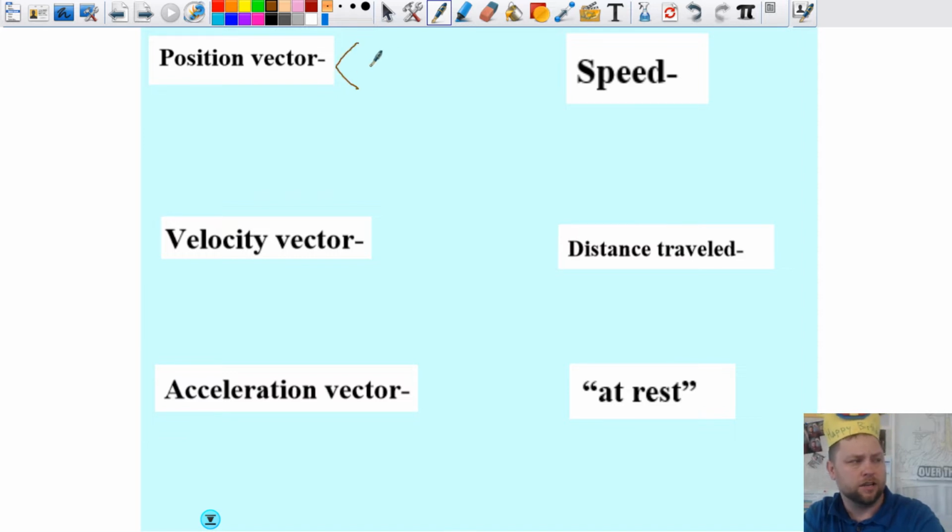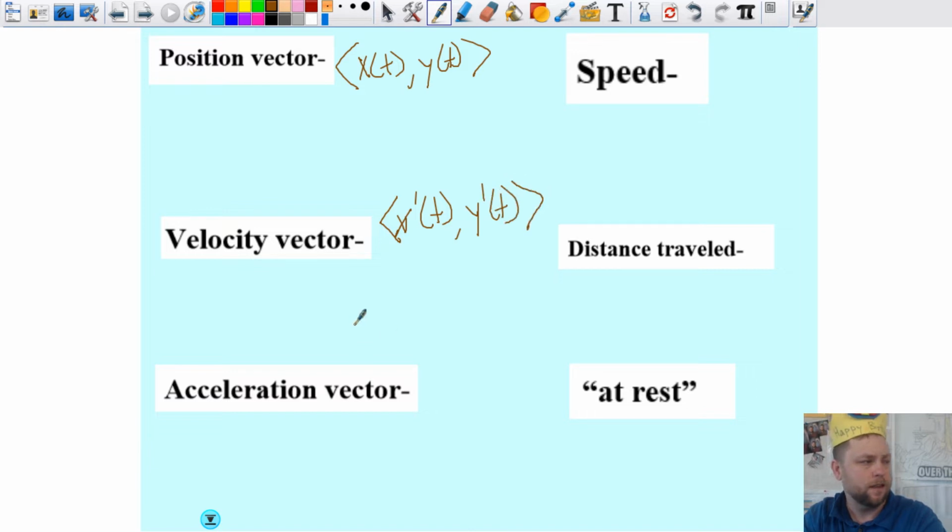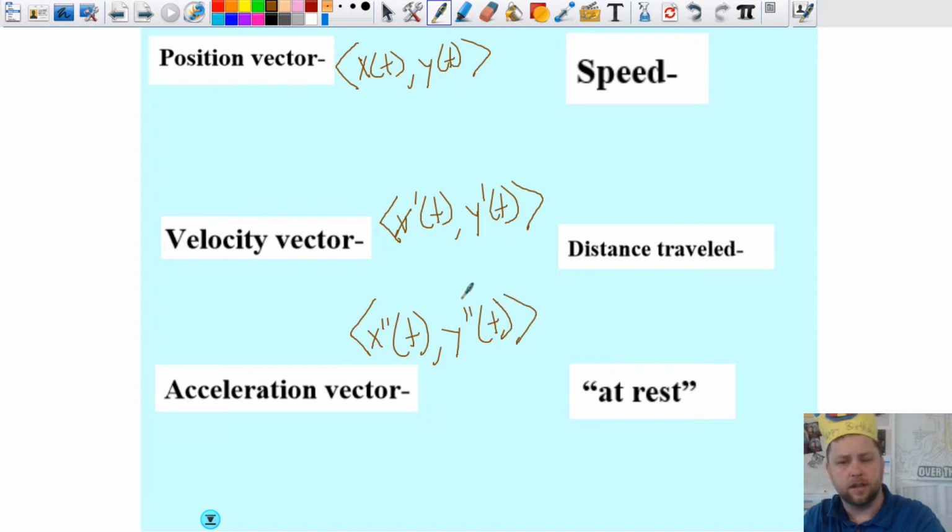Your position vector will just be the functions x of t, comma, y of t. Notice here I use these angled brackets, which is typical for vectors. Velocity will be the derivative, just like it is in normal cases, so it'll be x prime of t and y prime of t. The acceleration vector is the second derivative, so it'll be the second derivative of x and the second derivative of y. So position, velocity, acceleration.